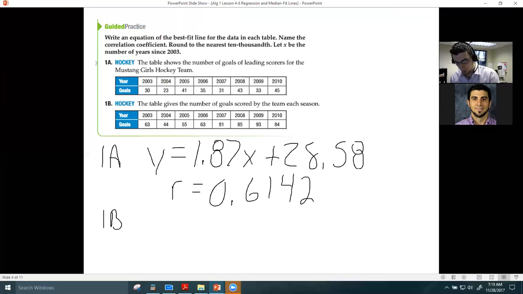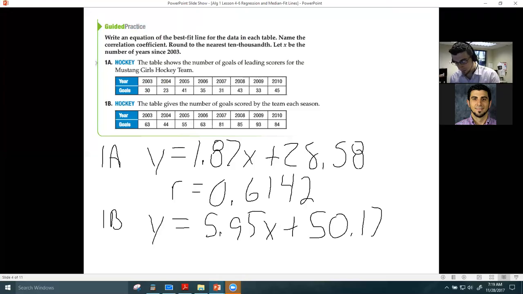1B, you have y equals 5.95x plus 50.17, and R equals 0.8495. Okay, if you want me to walk through the steps, just reach out to me and I'll walk you through the steps.